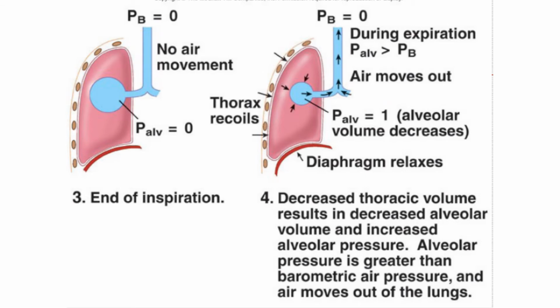At the end of inspiration, again there is no movement. But as you start expiration, the diaphragm relaxes, the external intercostal muscle relaxes. What happens? The volume of the lungs starts to decrease. Decreased thoracic volume results in decreased alveolar volume and finally increased alveolar pressure. So at this stage, there is increased air pressure inside the lung more than that of the barometric pressure, and the air moves out of the lung.